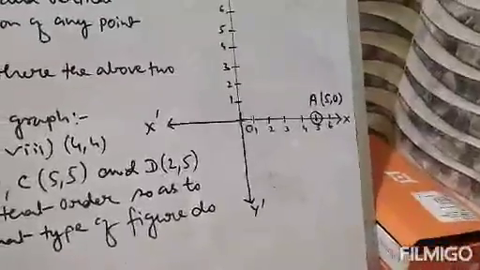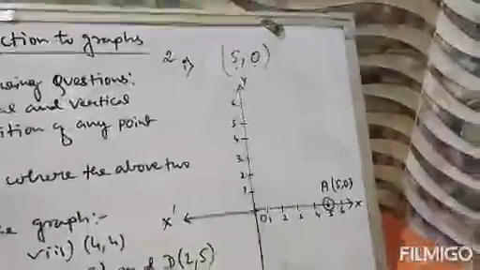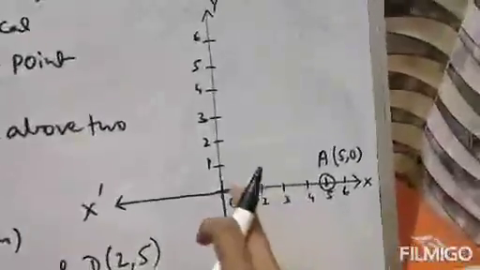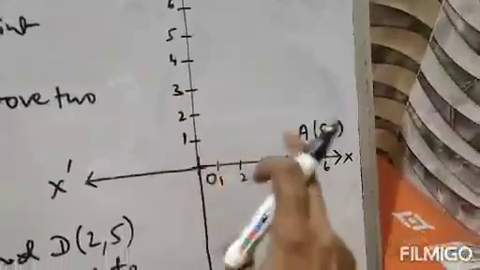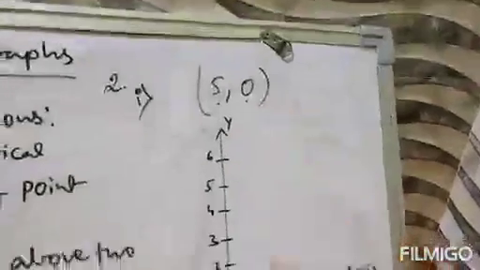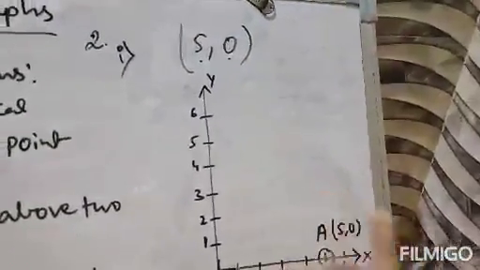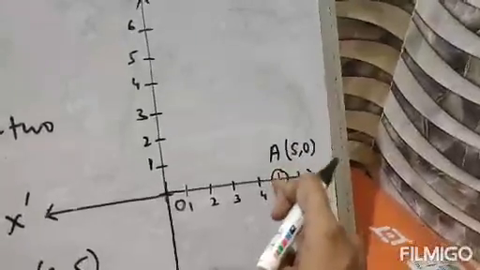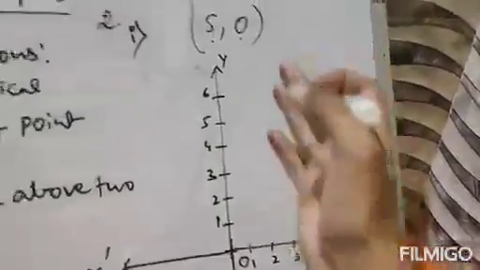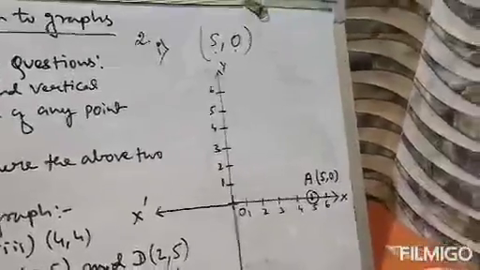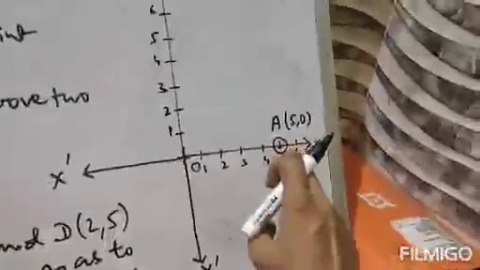Clear? Because 5 comma 0 means the position of the point with respect to x is 5 units. That means you will move on the positive side of x, 1 2 3 4 5, and y is 0, that means the value of y is 0, so the point will be located here, because its value with respect to the y-axis is 0 units, so its position will be here.